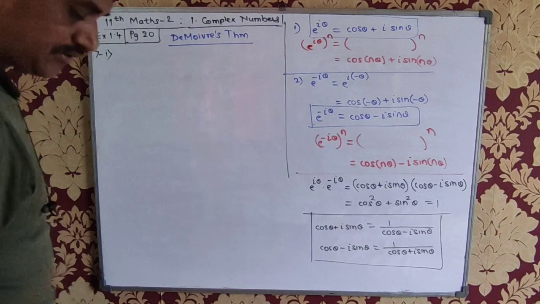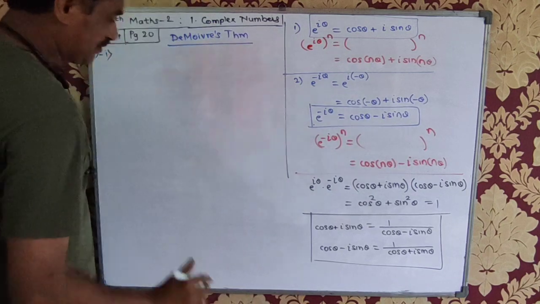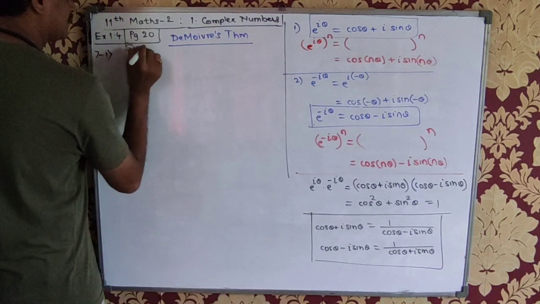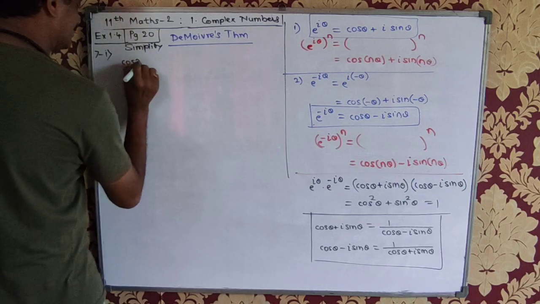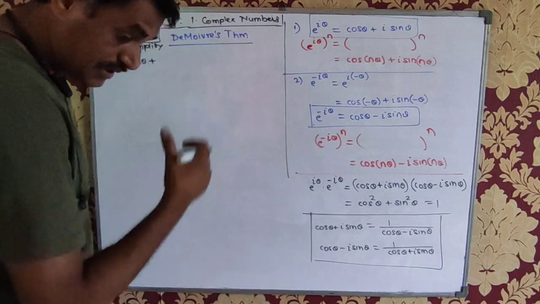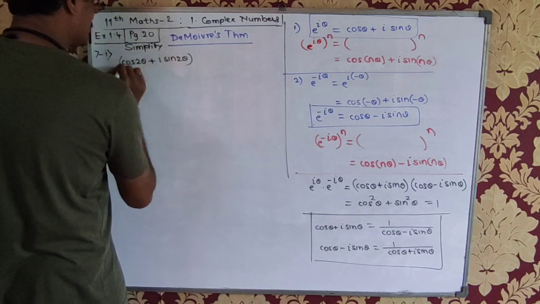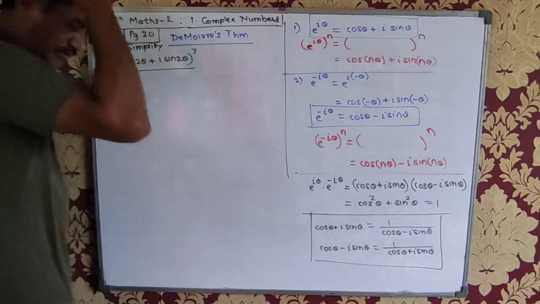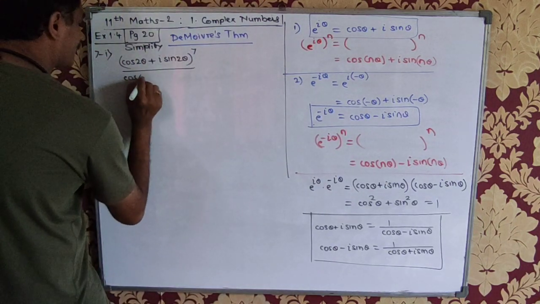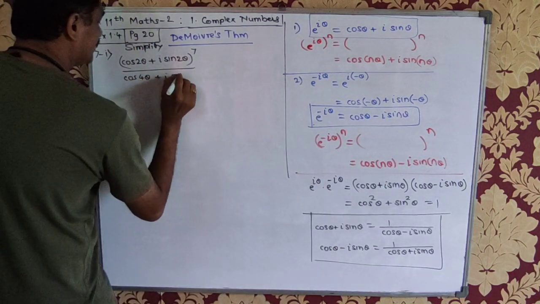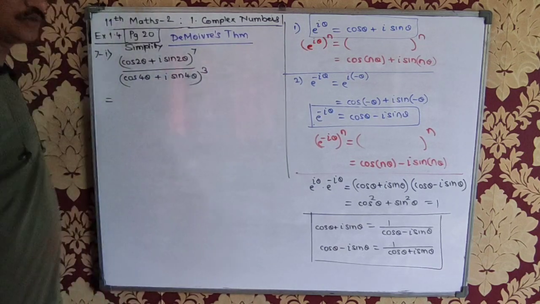Question number 7 has cos 2 theta. They say simplify the following: (cos 2 theta plus I times sin 2 theta) bracket raised to 7 upon (cos 4 theta plus I times sin 4 theta) bracket cubed is equal to, how do we write this?